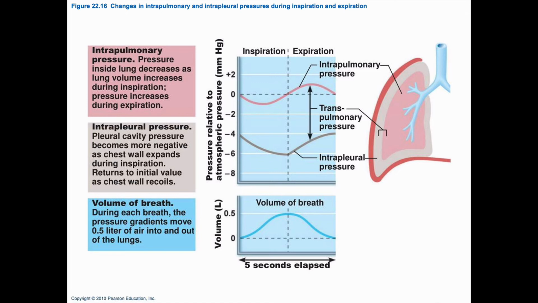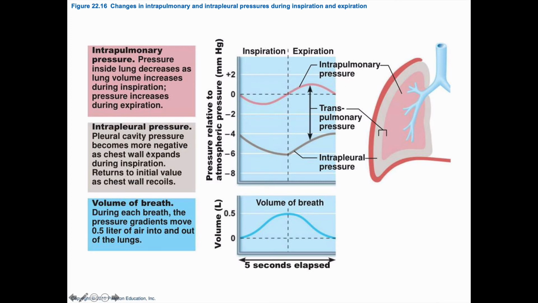Then this inspiration and expiration is followed by a pause. This is a respiratory cycle. The intrapulmonary pressure, the pressure inside the lung, decreases as the lung volume increases during inspiration. The pressure increases during expiration. This is the intrapulmonary pressure.